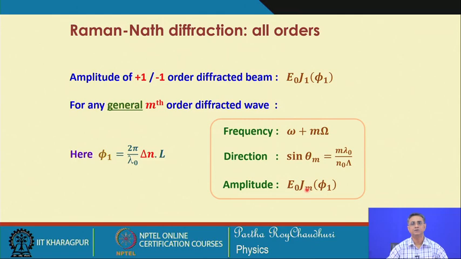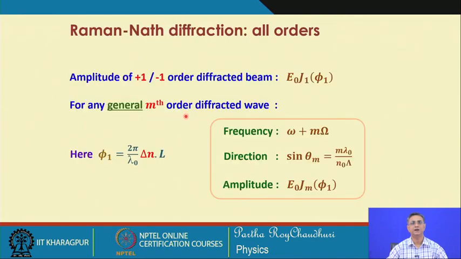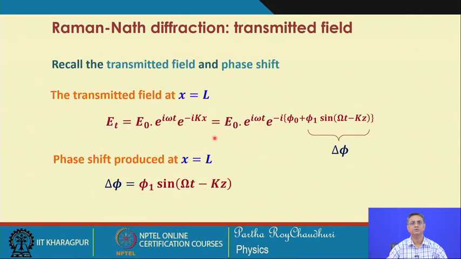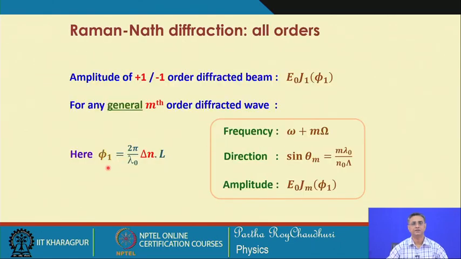We just have to replace this m by the corresponding order number of diffraction, and this phi 1 is equal to this. So, delta phi and phi 1 are related as follows: this phi 1 is the peak value of this delta phi. So, this is the maximum value of the change in the phase, and that will correspond to the depth of modulation of the phase.